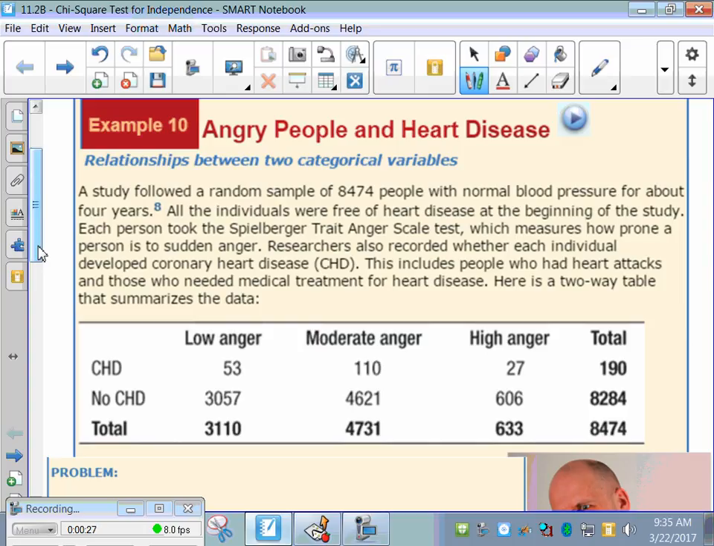So, normal blood pressure. All the individuals were free of heart disease at the beginning of the study. Each person took the Spielberger Trait Anger Scale Test, which measures how prone a person is to sudden anger. Researchers also recorded whether each individual developed coronary heart disease, CHD. This includes people who had heart attacks and those who needed medical treatment for heart disease. Here's a two-way table that summarizes the data.